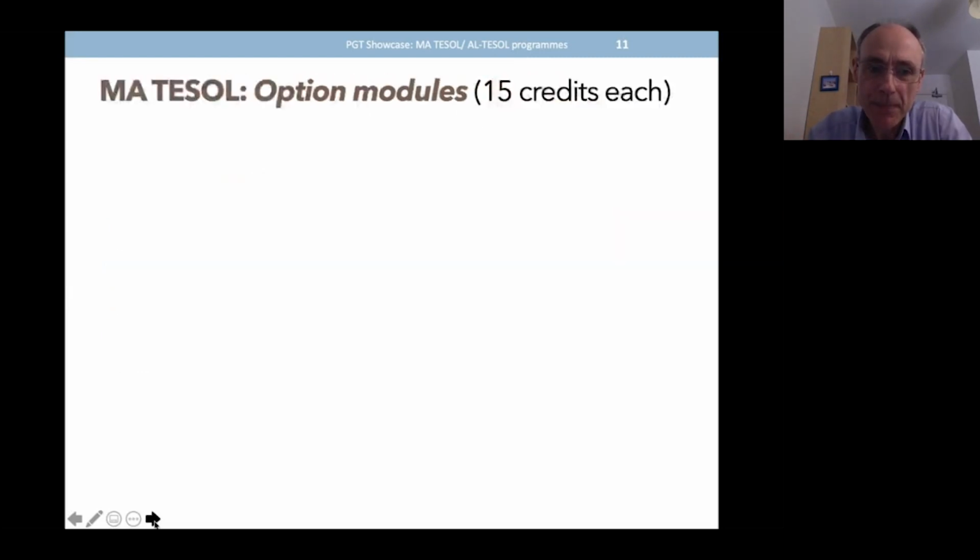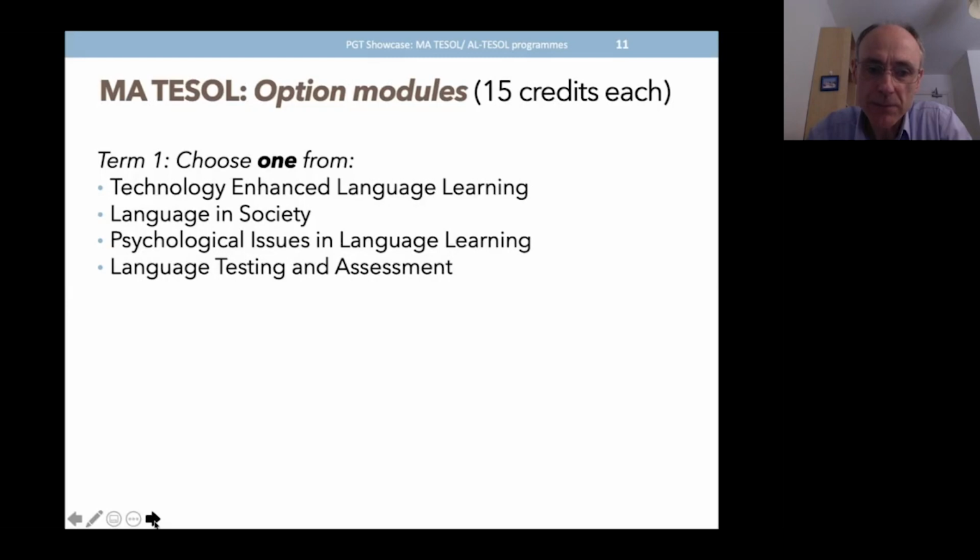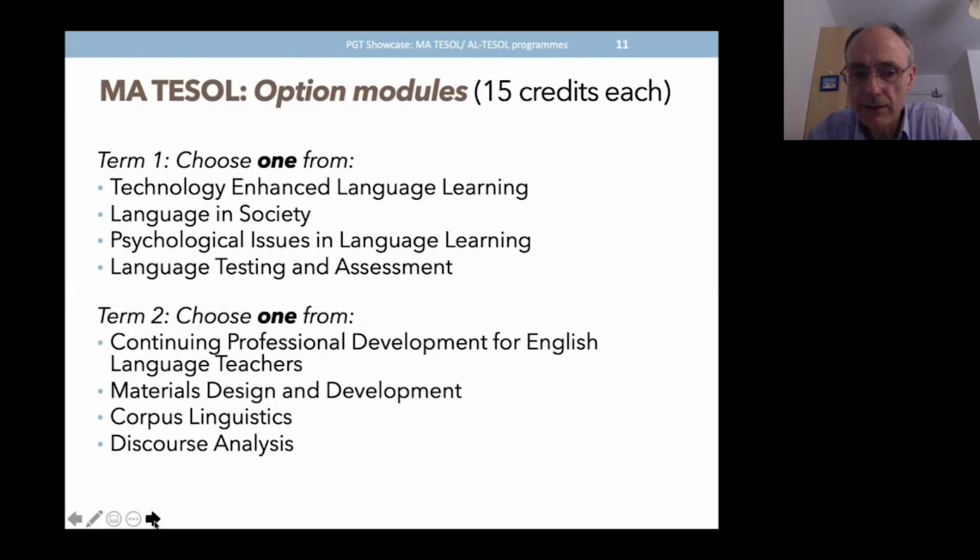And again, there are option modules. They're slightly different to the other program, but mostly the same. Language and Society is an option module here, not a core module. And in term 2, the options are the same as for the other program, but you only do one option module.